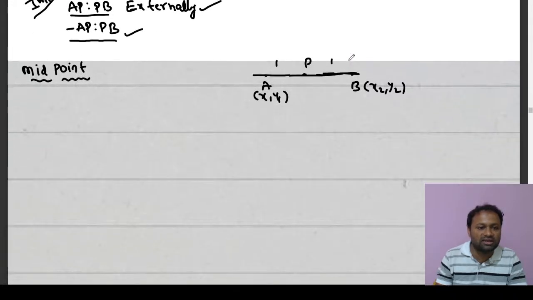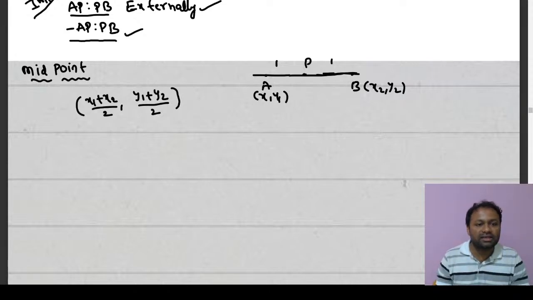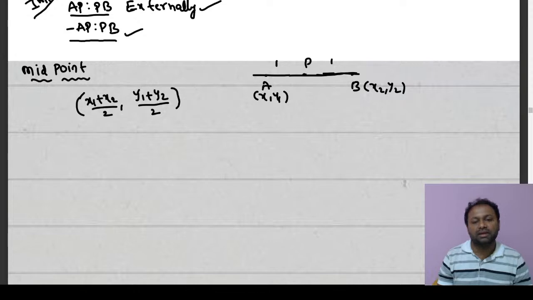So what answer do we get? Midpoint is x1 plus x2 by 2, y1 plus y2 by 2. This represents the midpoint formula. This is the easiest one. I think you got this midpoint formula, right? Based on this, plenty of questions will be there. For example, I will take one question.